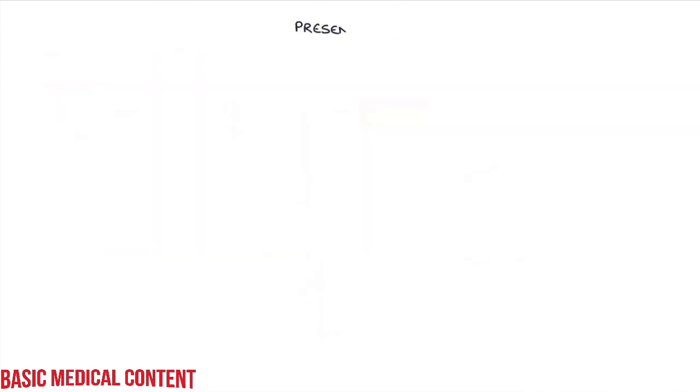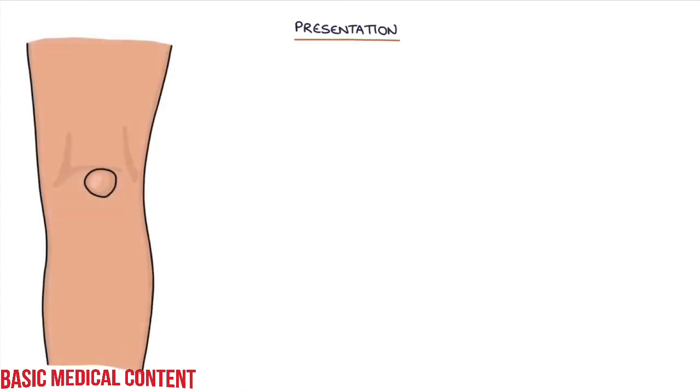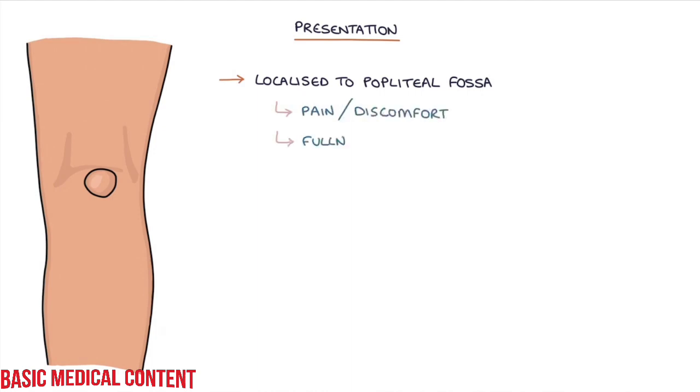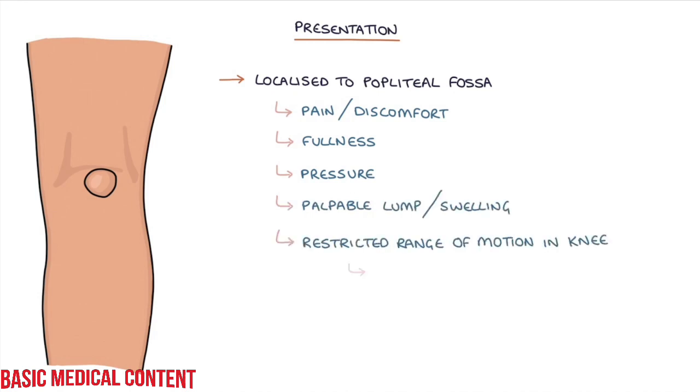Let's talk about the presentation. Patients may present with symptoms localized to the popliteal fossa, with pain or discomfort, fullness at the back of the knee, pressure, a palpable lump or swelling, and restricted range of motion in the knee when there's a larger cyst.